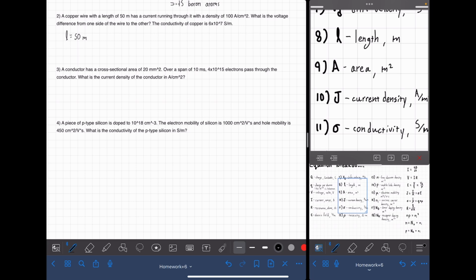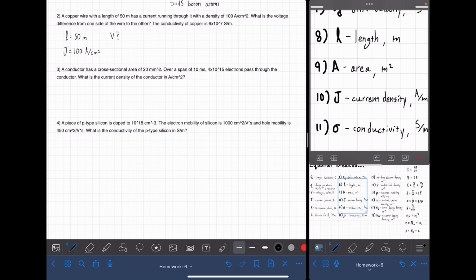And it has a current running through it with a density of 100 amps per centimeter squared. So that's our current density term there, J. Let's write that down. 100 amps per centimeter squared. We need to find the voltage difference from one side of the wire to the other. So we're trying to find V, our voltage.